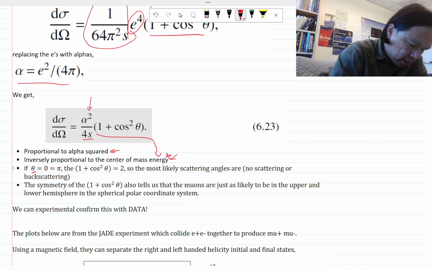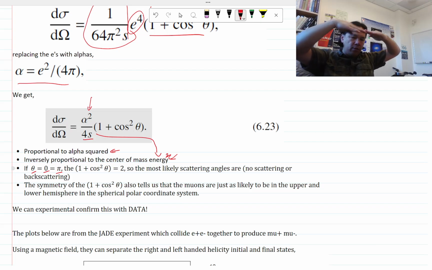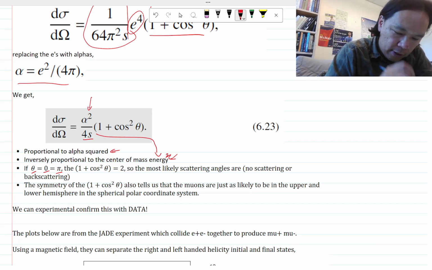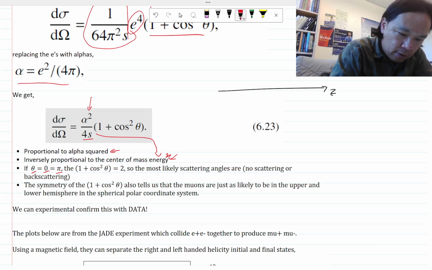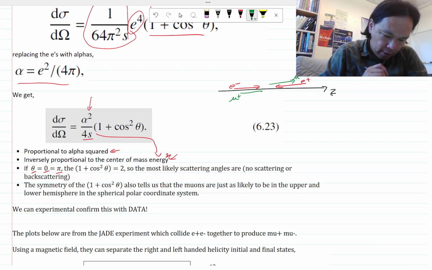Let's say theta is equal to 0 or pi, meaning you have two incoming particles coming in. Instead of my hands, let's just draw it. Let me set up the x-axis and the z-axis. This is the z-axis. So you have the positron coming in, the electron coming in like this. Let's say the muon comes out at theta equals 0. So this is the mu minus, and then theta equals pi is the mu plus.